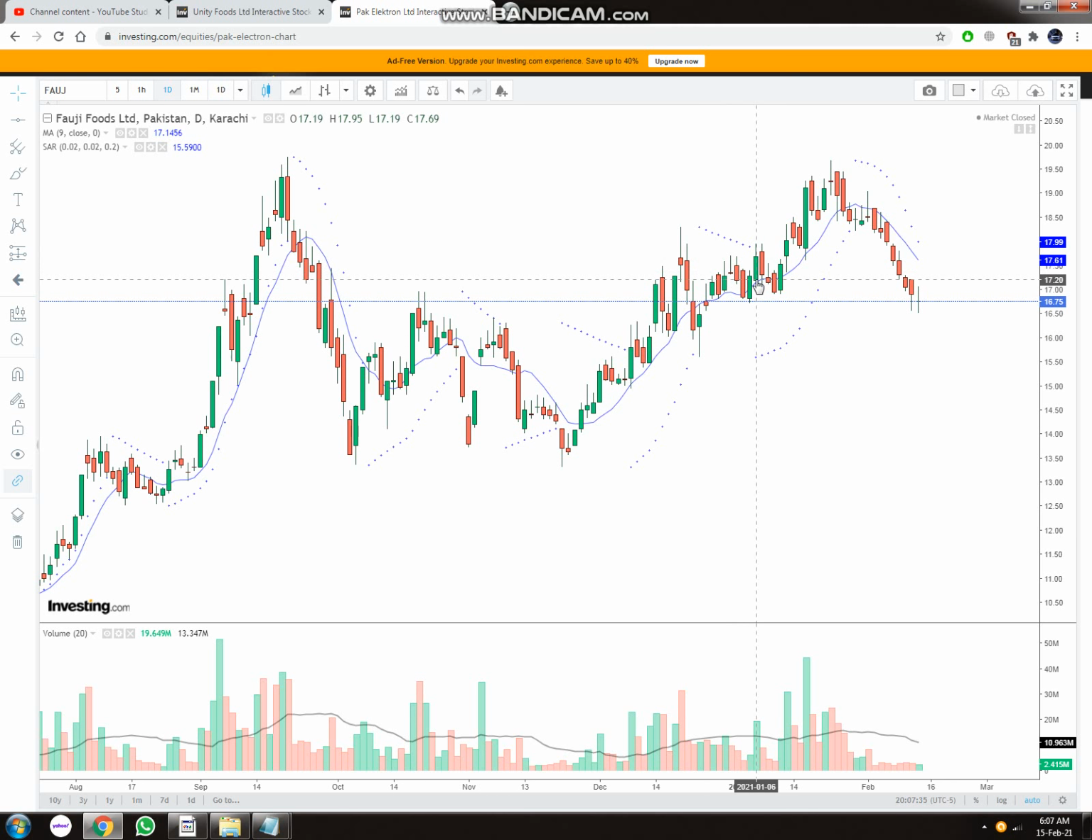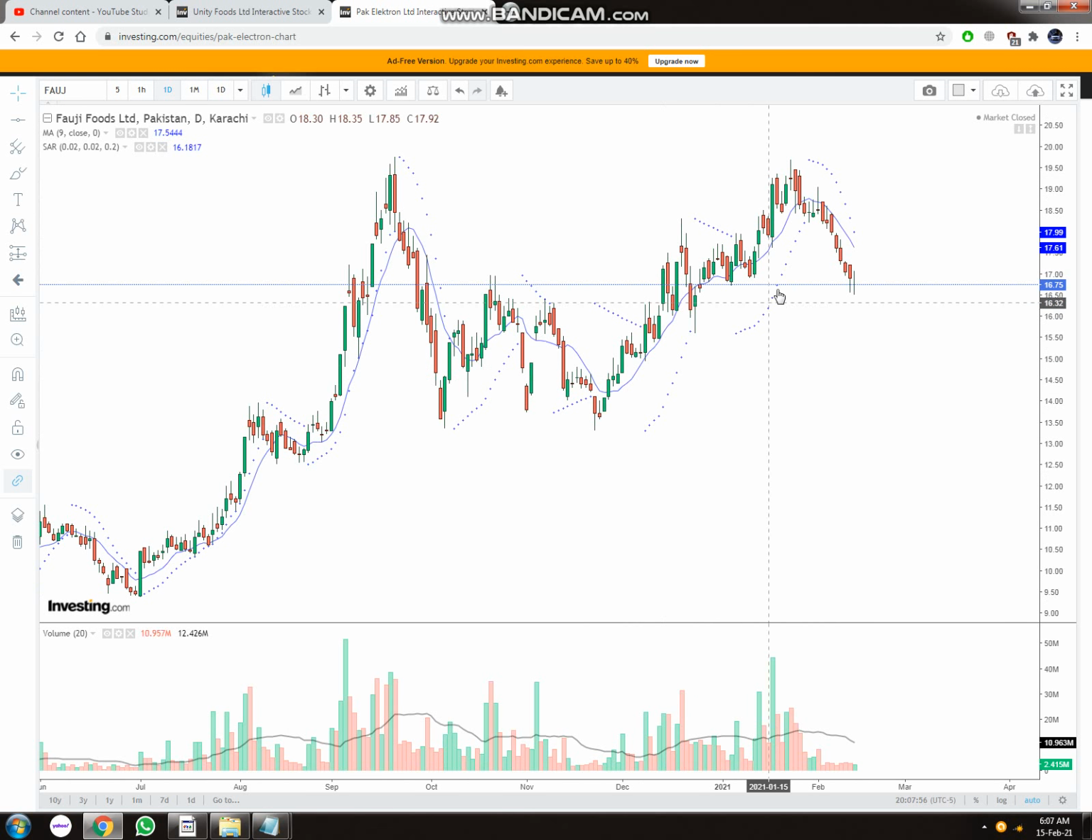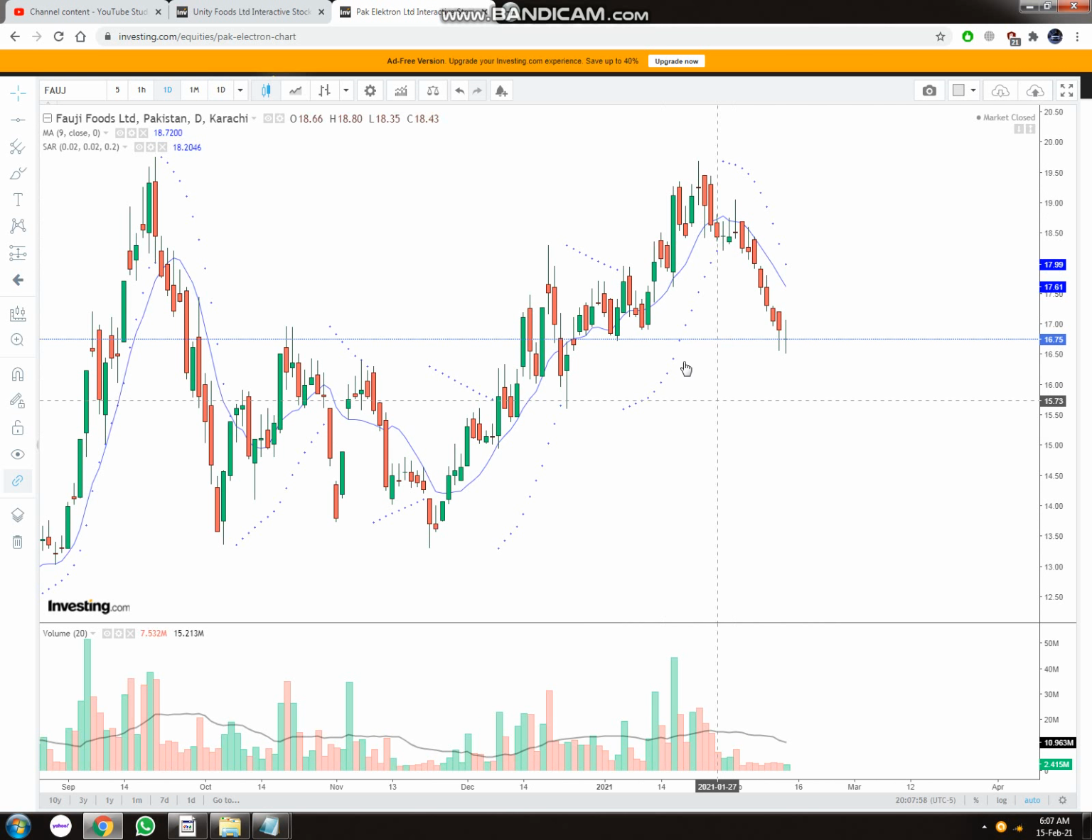Then it again showed weakness. Again at this level, I bought somewhere here. I bought the stock and sold it at a profit. So I made this much profit, and after that I haven't entered into this trend. As you can see, this is now trading in a downtrend. So I make small amounts of profits, no more than that.